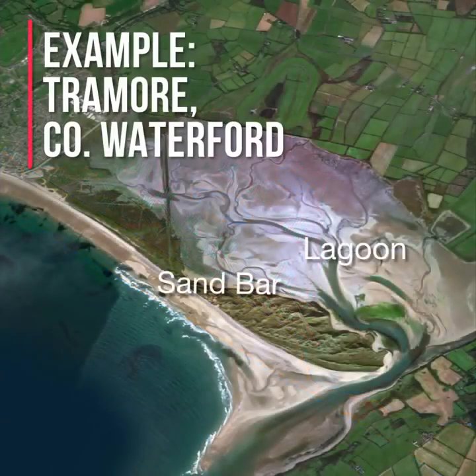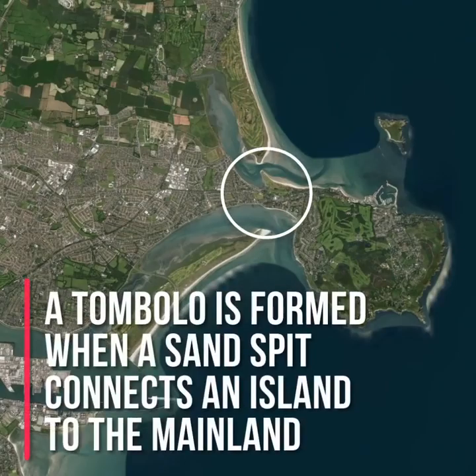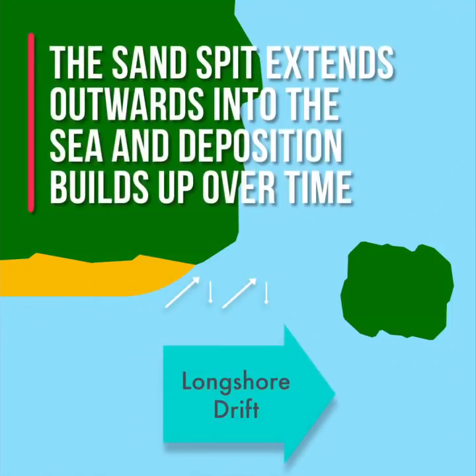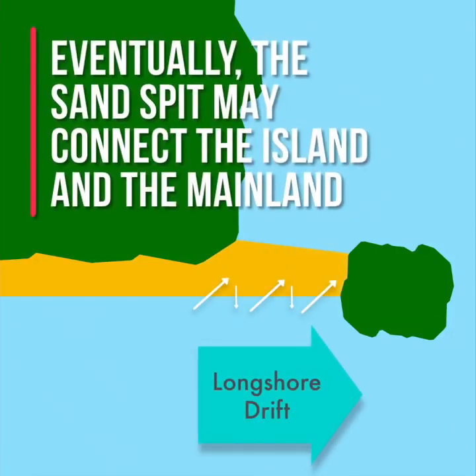An example of a sandbar and lagoon can be found at Tramore in County Waterford and at Our Lady's Island in County Wexford. A tombolo is formed when a sand spit connects an island to the mainland. This occurs due to the continued process of longshore drift. The sand spit extends outwards into the sea and deposition builds up over time. Eventually, the sand spit may connect the island and the mainland.